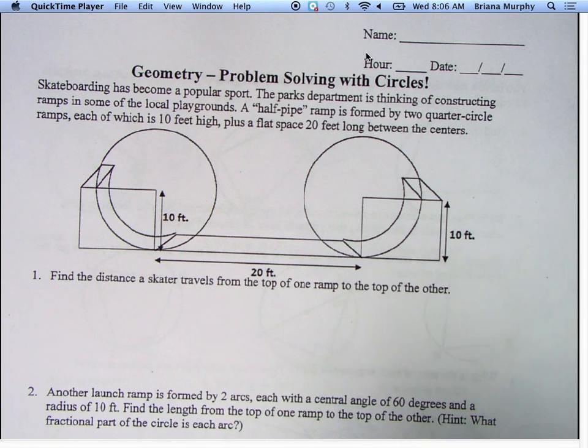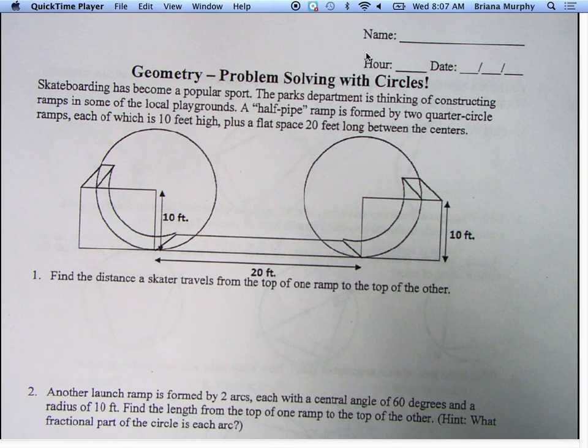So you know you have two different questions here. One uses the picture exactly, okay, for number one. Number two, we changed it. Instead, we don't have 1/4 of a circle. We're using 60 degrees, and we have to figure out, okay, what fraction of that circle is it in order to find the length from the top of one ramp to the other. Okay?